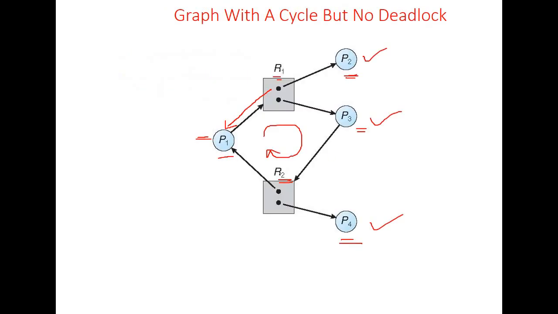But there is one more point to be remembered. If multiple instances of the resource are available, even if there is a cycle, there may not be a deadlock in the system. But if only a single instance of the resource is available, consider we have only a single instance. So this is one process waiting for this resource R1. R1 is a single instance. It is allocated to P2.